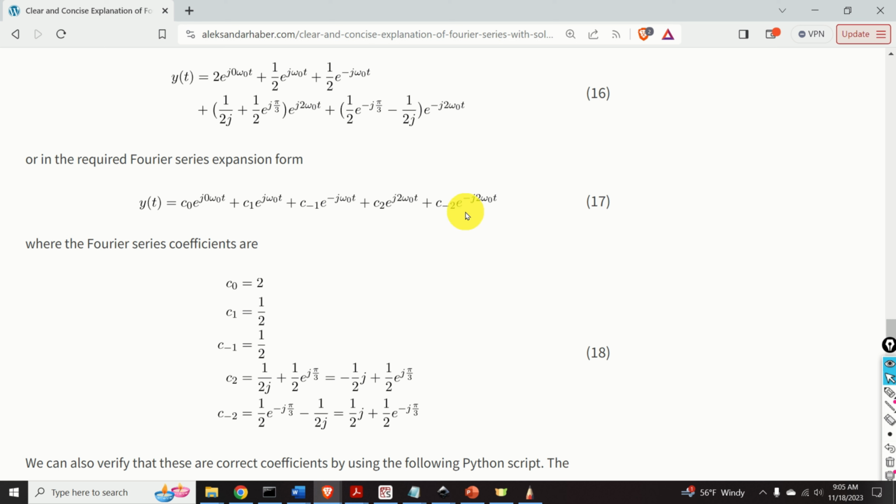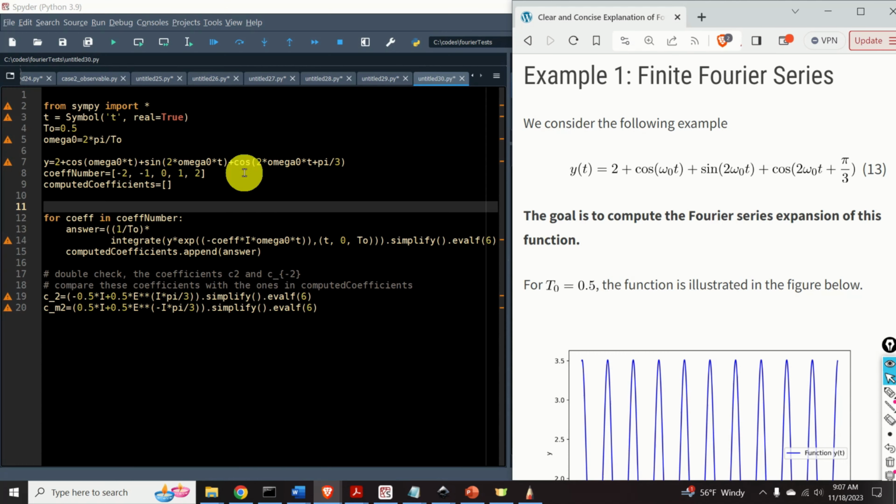Here it is. And from here we can see that C0 is 2, C1 is 1 over 2, C minus 1 is 1 over 2, C2 is given by this equation, and C of minus 2 is given by this equation. And that's it. Now, let us see how to use Python to verify our formulas.